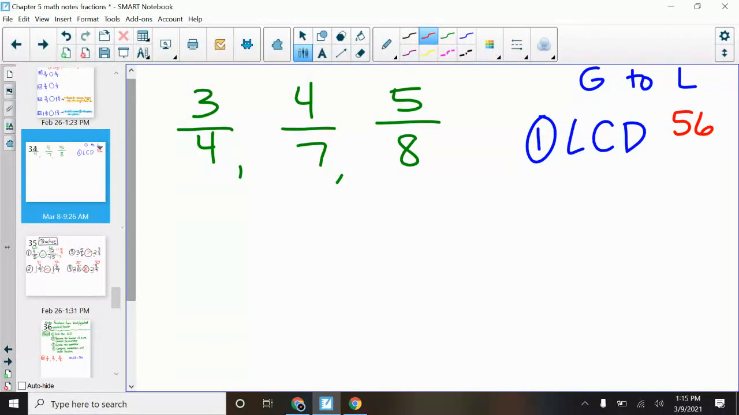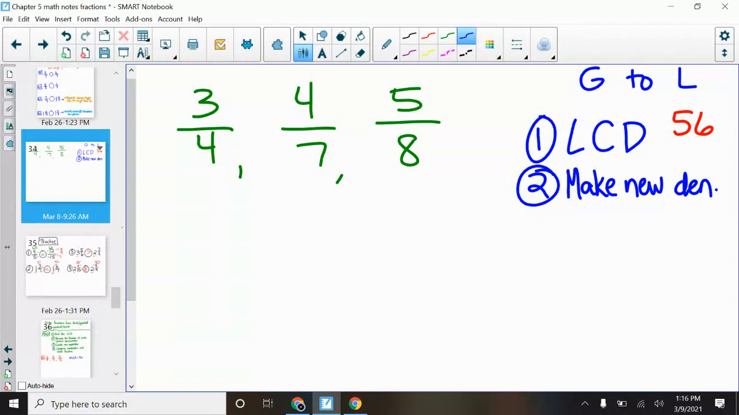So step 2 then says, in order for us to put these things in order, remember, what do we have to make our denominators do? Max? They all can be 56. That's match, right? In order to put things in order, they have to match. So step 2 is going to be make new denominator. Okay? So watch this.